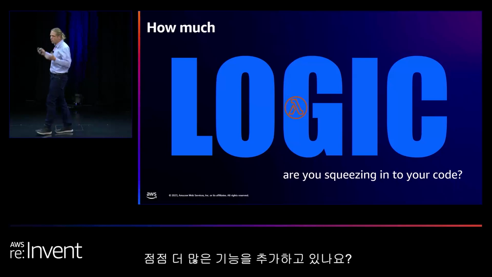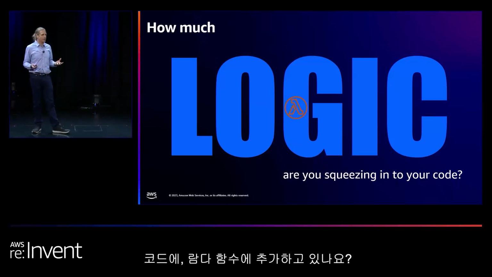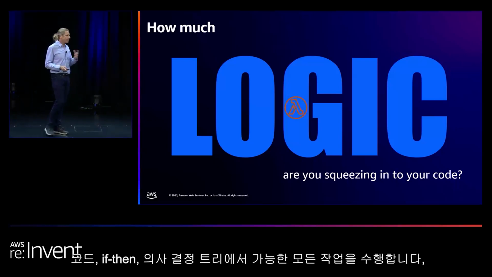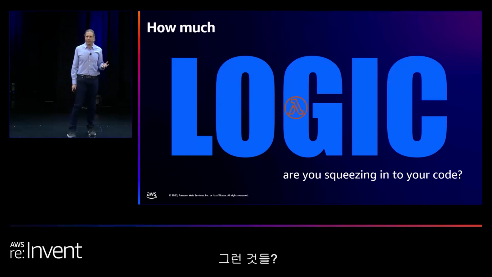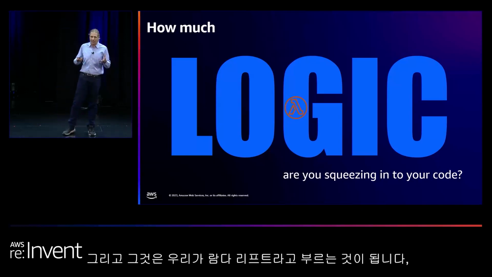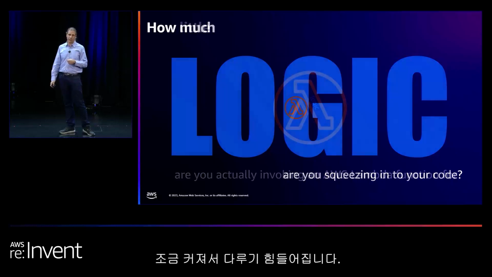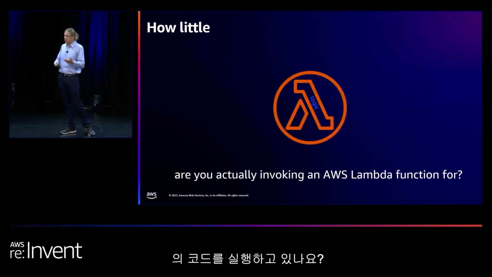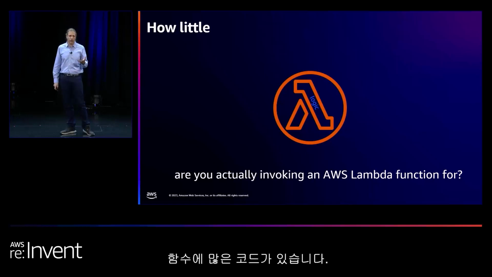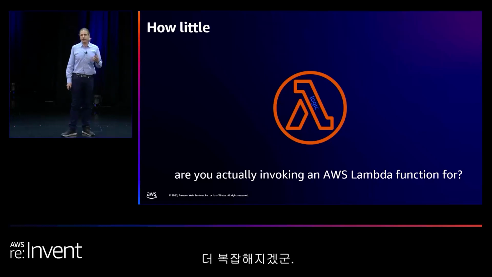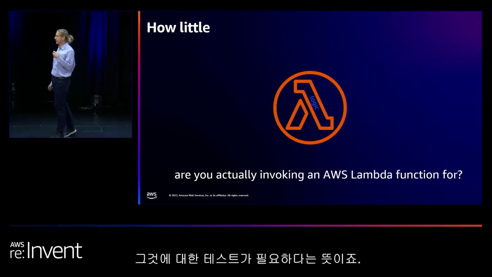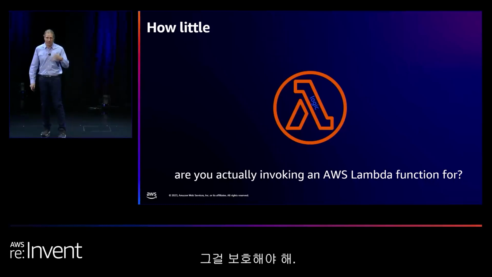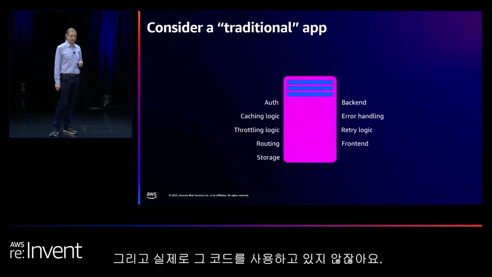Are you adding more and more functionality into your Lambda function, doing everything possible in code, if-thens, decision trees, all those kind of things, and it becomes what we call a Lambda lith, getting a little bit large and unwieldy? Or another way, how little code are you actually running in your Lambda function when your function runs? You've got a whole lot of code in your function that isn't doing much. Well, it's going to be adding complexity. It means you've got to have tests against that. You've got to secure that, and you're not actually using that code.